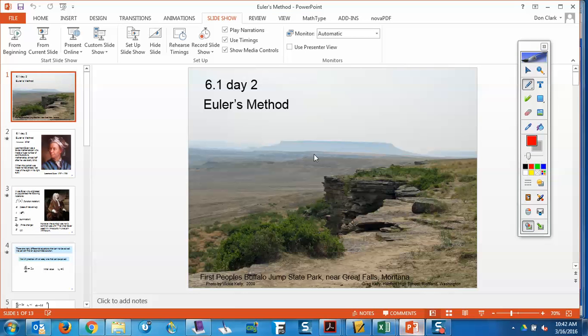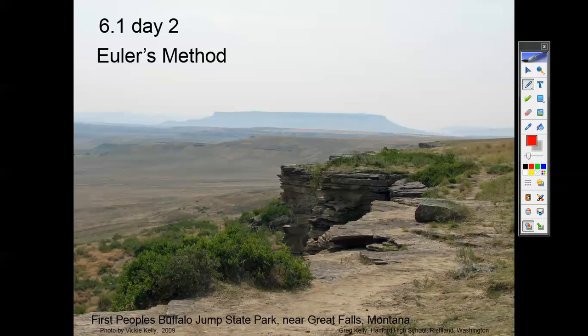All right, I don't know what that picture is. I stole this from a math teacher by the name of Greg Kelly.